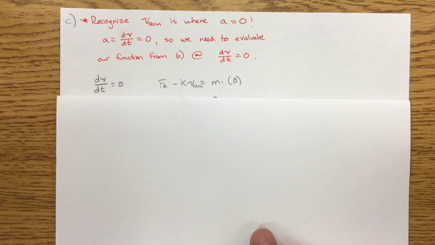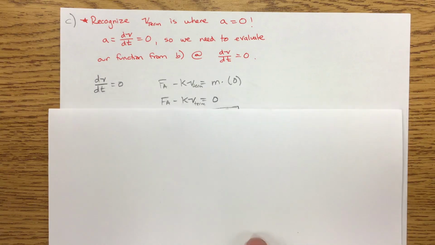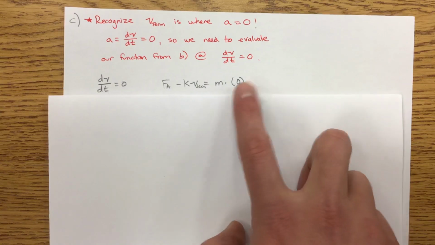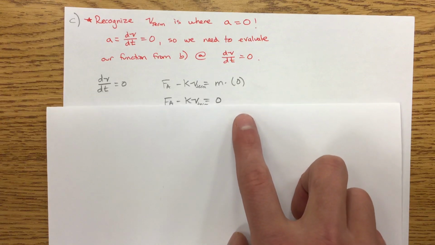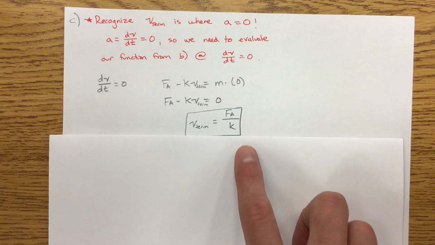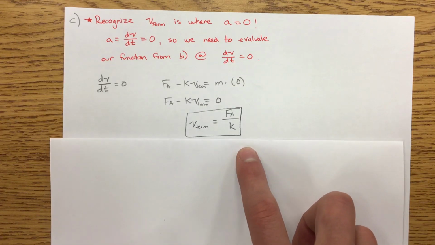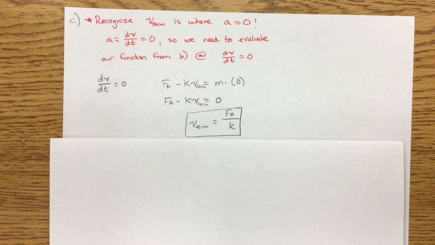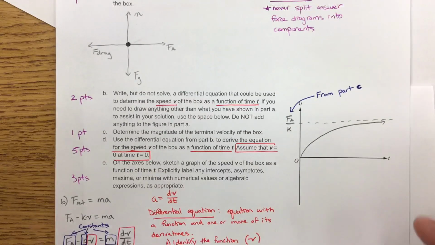So that's just a simple substitution. We take our original equation, we substitute 0 for dv/dt, and then we solve our equation, and we get that our terminal velocity is going to be equal to FA divided by k. All right? Once we had our function, we could just plug that in. Part C, the really fun part.